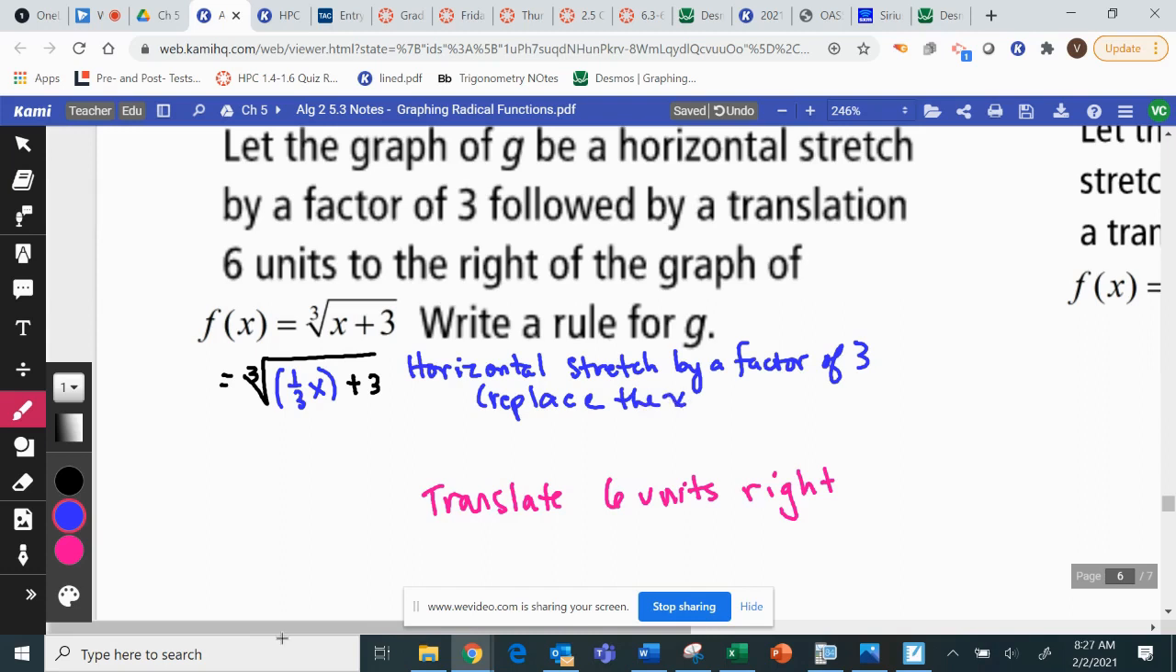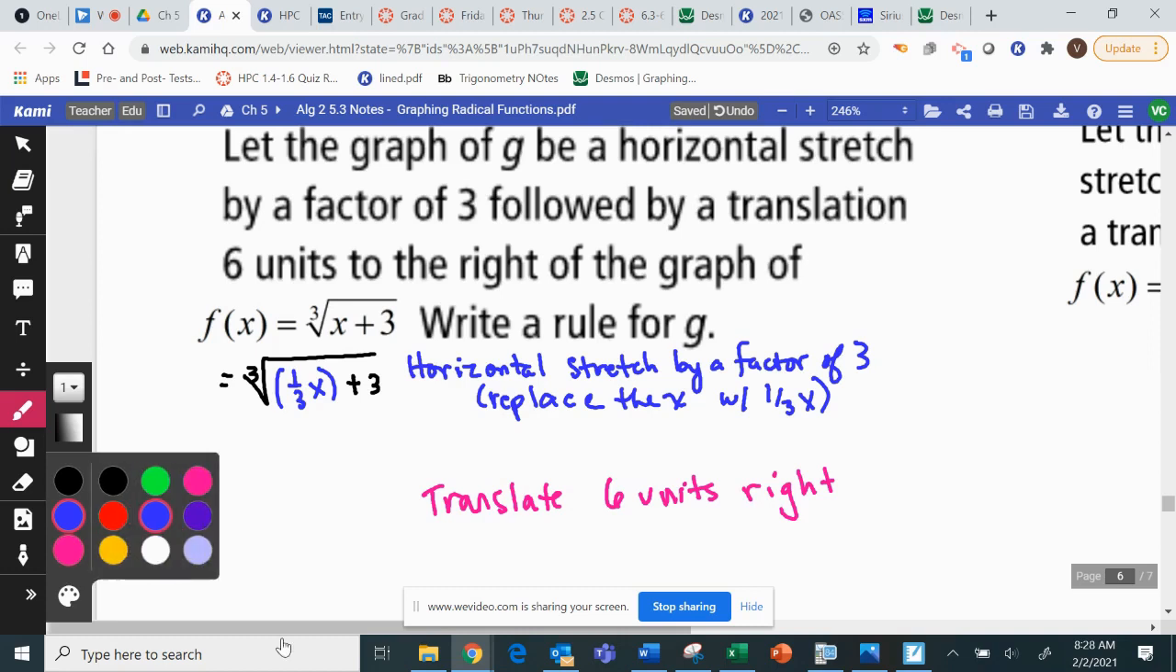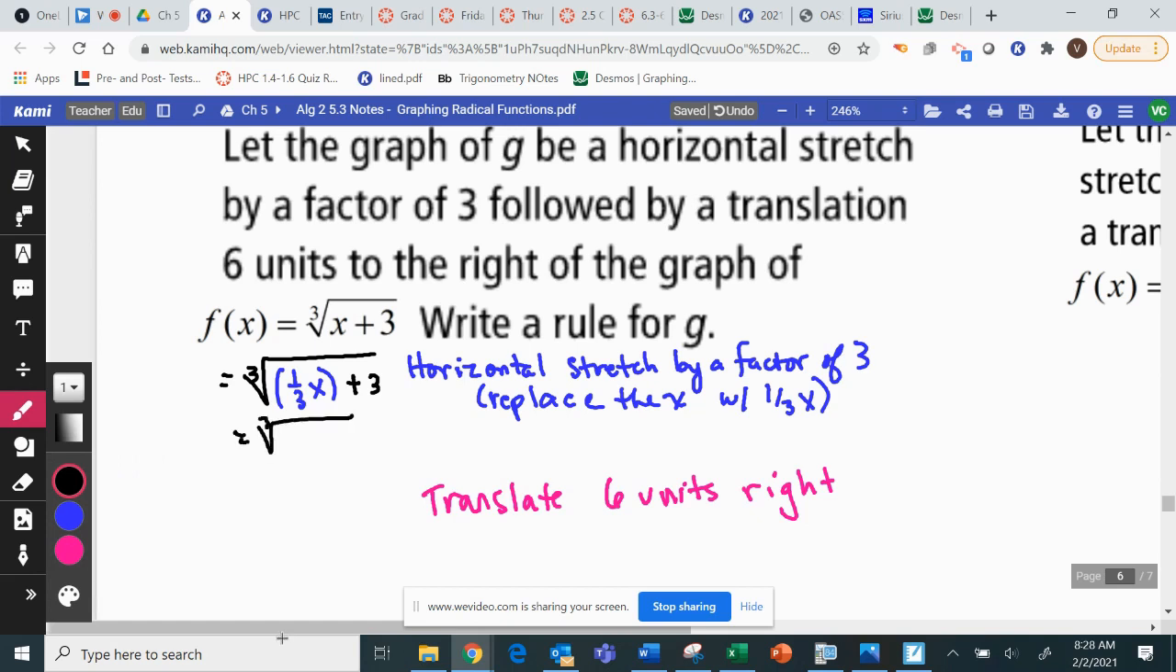So I'm replacing the x with 1/3 of x. So when I replace that x, it still has to have an x there. You just can't get rid of the x. It's just a part of x. Okay, and then that is simplified. The parenthesis doesn't do anything for that one. Okay, so the second part, translate 6 units right.